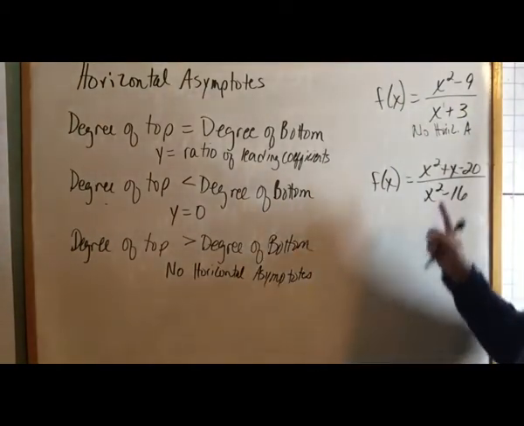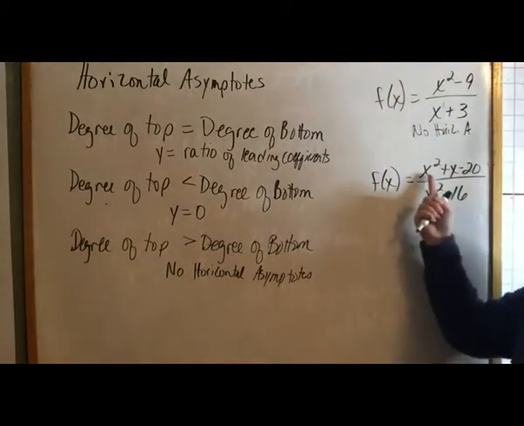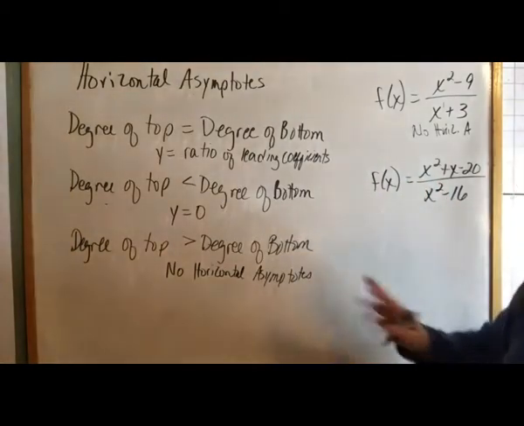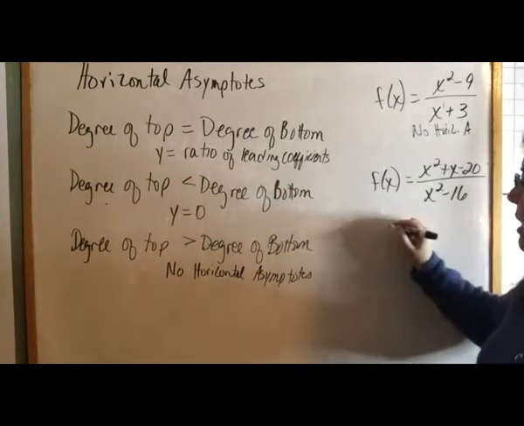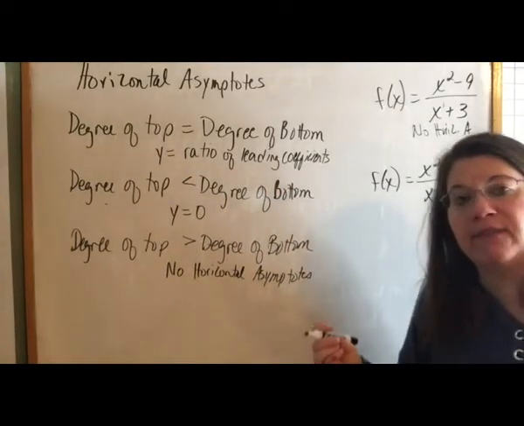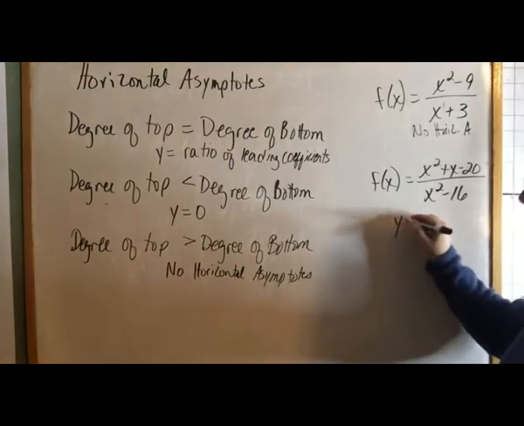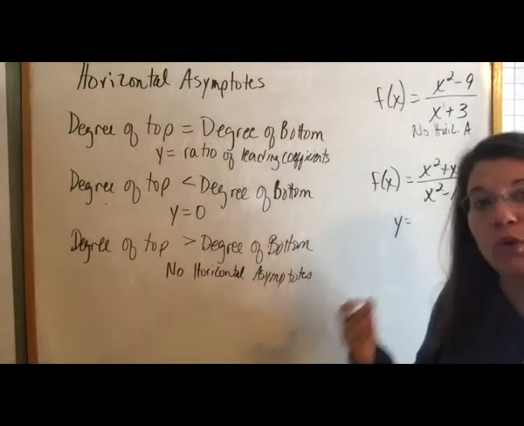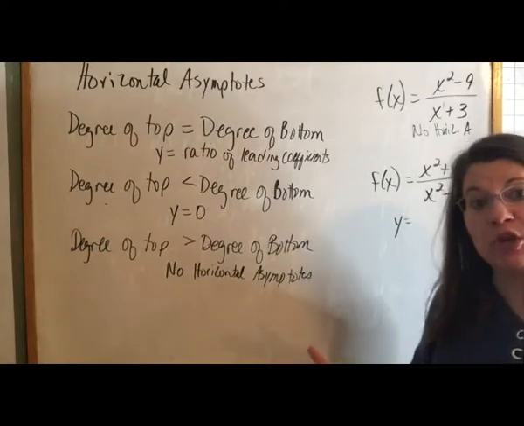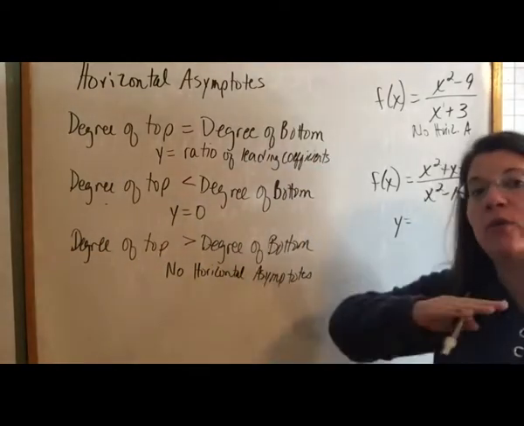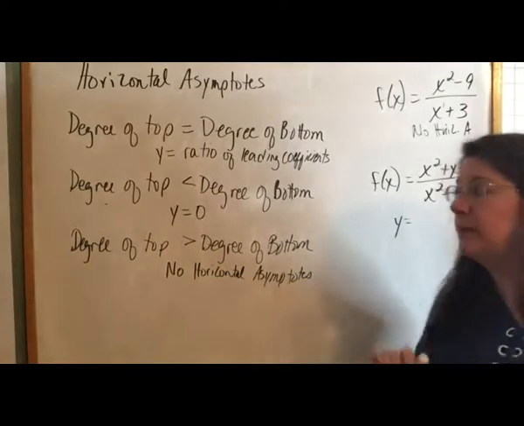If the degree of the top is the same as the degree of the bottom, then your horizontal asymptote is going to be y equals, because remember, a horizontal line is of the equation y equals a number, okay? So you have to have the y equals to signify the horizontal asymptote. Just like for a vertical asymptote, you have to have x equals, because x equals a number is a vertical line, y equals a number is a horizontal line, okay?